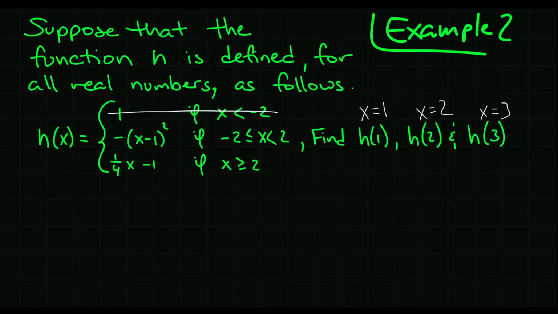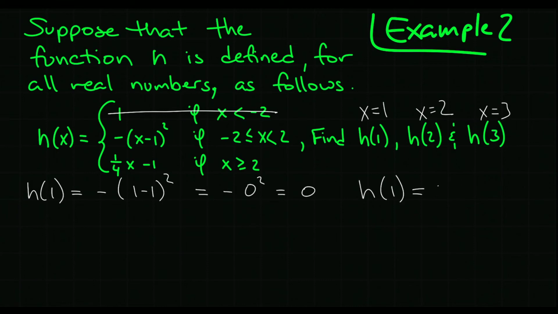So we have h of 1 is equal to negative 1 times 1 minus 1 squared. 1 minus 1 is equal to 0. So we have negative 0 squared. 0 squared is 0. 0 times negative 1 is equal to 0. So our h of 1 is equal to 0.